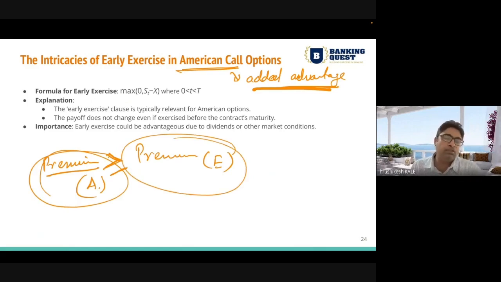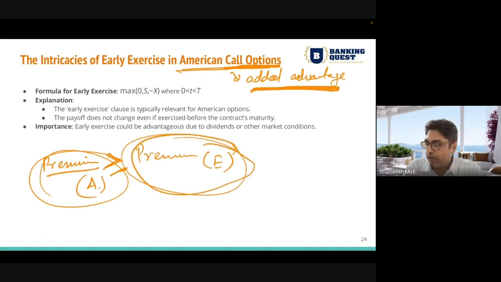And this was a question which was asked to us. So always remember, the premium of American call options will be higher than or equal to the premium of European options, because an American option has an added advantage that they can exercise it anytime.